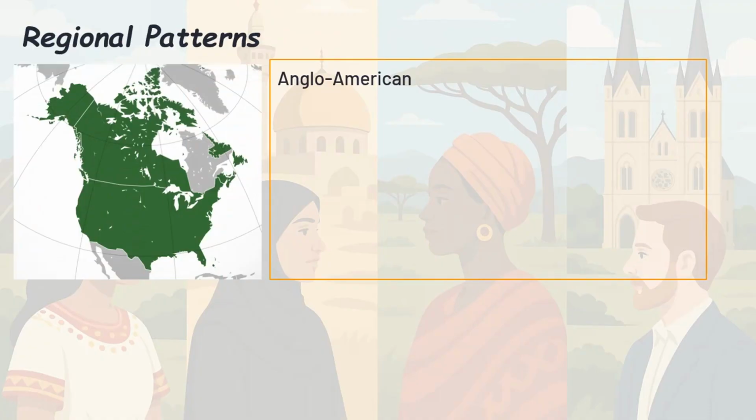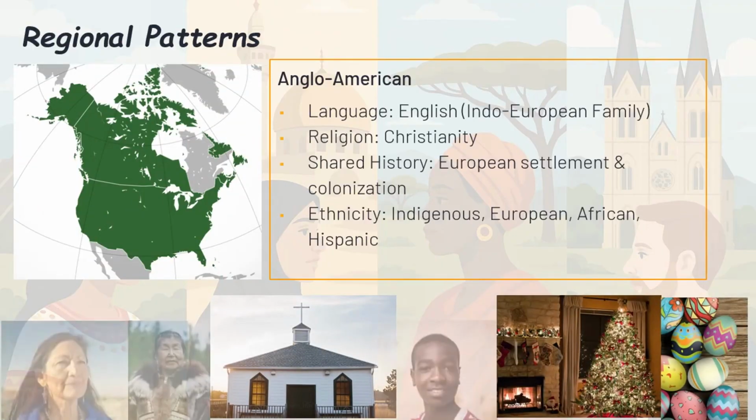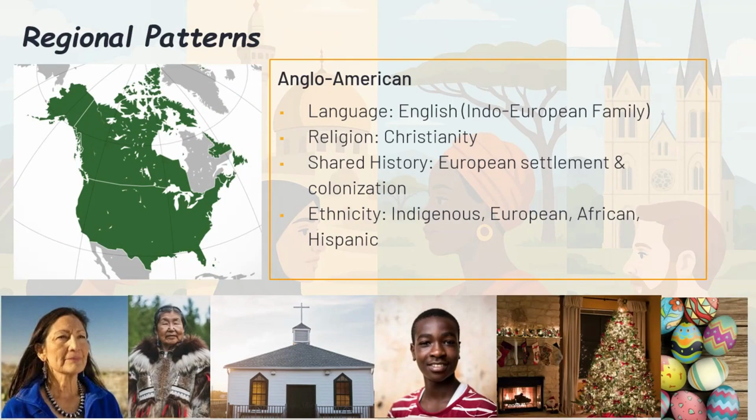Let's zoom in on the Anglo-American cultural realm. That's mainly the United States and Canada. The dominant language here is English, part of the Indo-European language family, which you've probably heard every single day since birth. Christianity is the major religion, which influences everything from national holidays to fast food ads, with Bible verses on the cups. The shared history is rooted in European settlement and colonization. And yes, that story is complex, messy, and layered with conflict, migration, and power struggles. The ethnic landscape is diverse too, shaped by indigenous roots, African and European heritage, and Hispanic influence, all of which you can see in food, music, and even Christmas traditions.